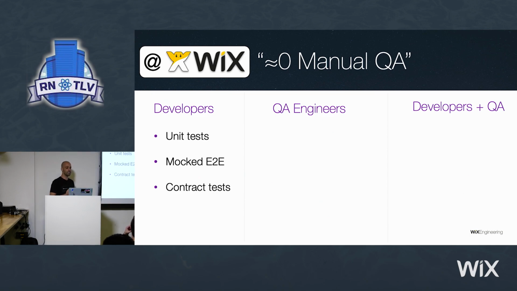QA engineers, they use Detox to automate their regression and progression suites. These tests will never be as rock solid. Hence, they will be decoupled from the development process. But they can eliminate most of the manual work.